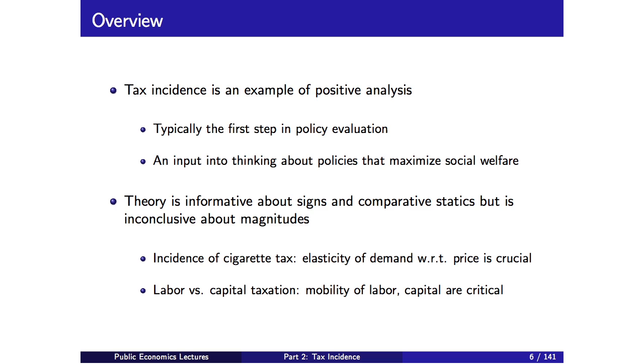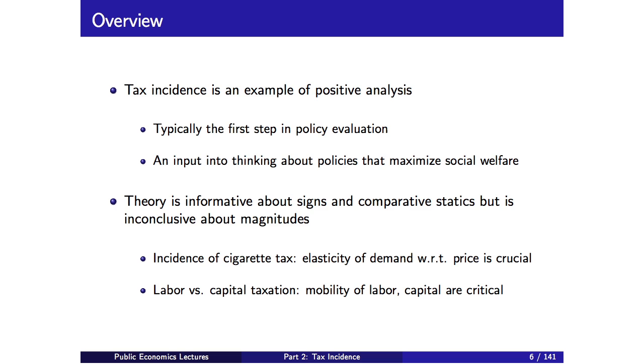Now you'll see that the theory is informative about signs and comparative statics, that is in what environments we should expect more of the incidence to fall on consumers versus producers, for example, but it's completely inconclusive about magnitudes. So is 100% of the incidence of a capital tax going to fall on workers or 0% going to fall on workers? We basically are not going to be able to tell from theory. And so what ends up being important are some parameters which are generally related to elasticities of supply and demand.